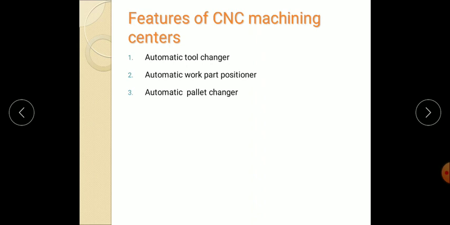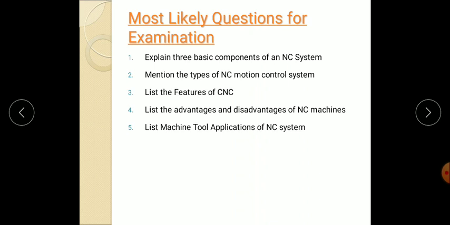In this location, the operator can unload the finished part and then fixture the raw material work part for the next cycle. At last, the most likely questions for the examinations. So totally there are 5 questions which the students need to look after for the examinations.